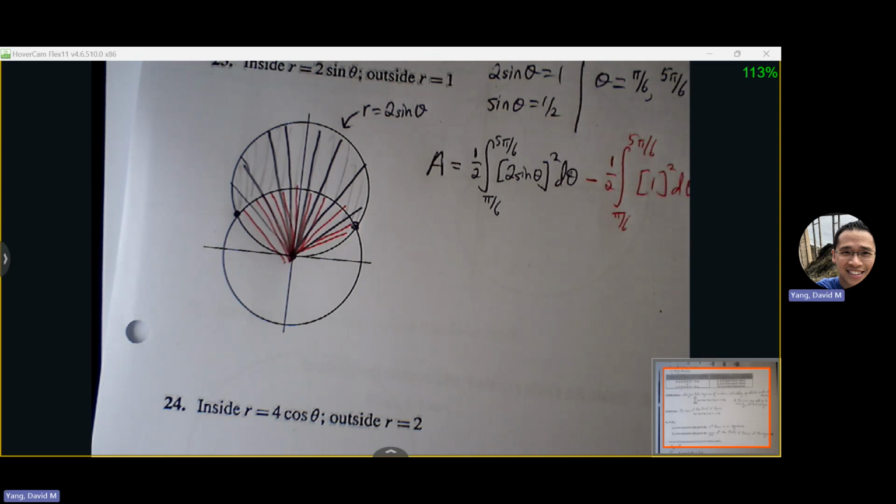The 2 sine theta is this node. That's already good. So this first integral will be this entire region. And then we want to subtract out this portion in red that we don't want. See if we'll apply that for 24 as well.